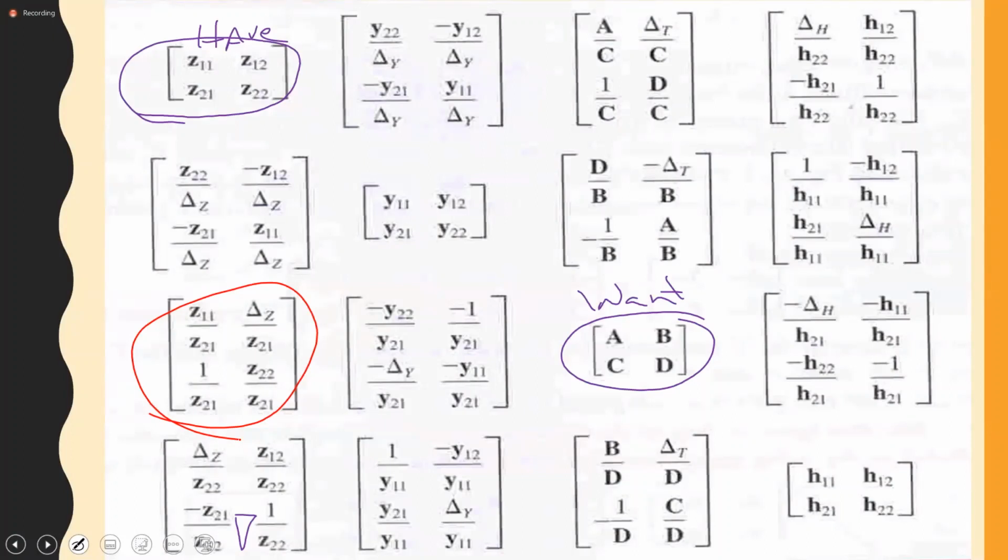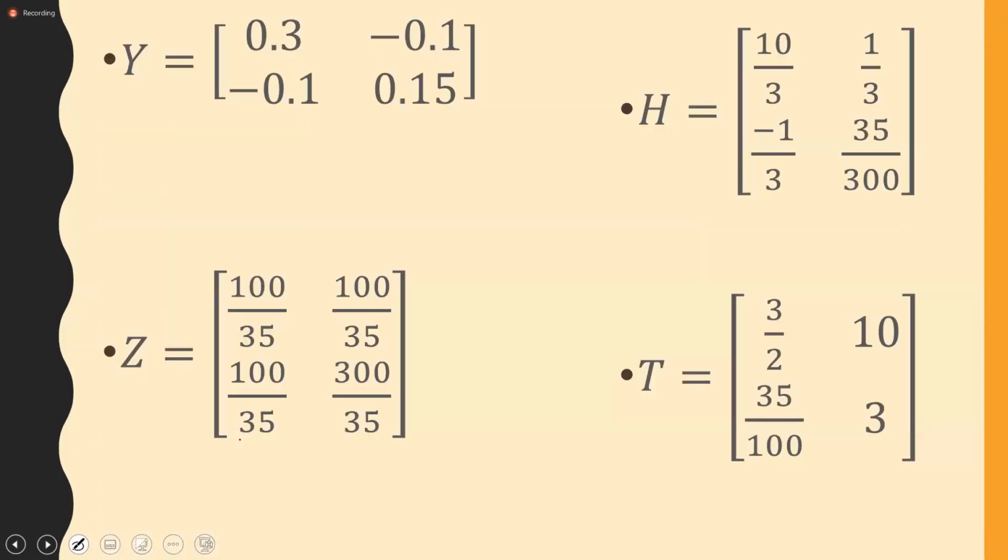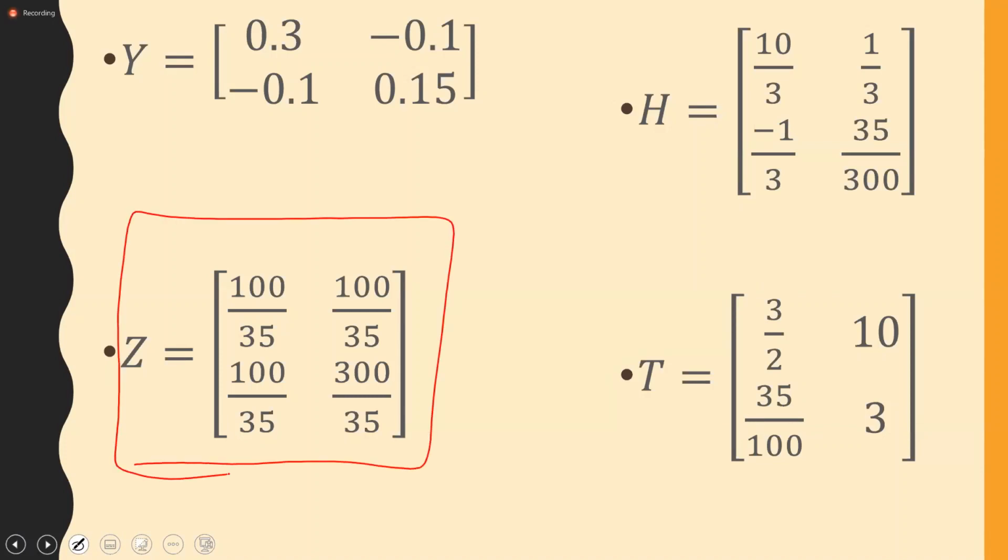Yes, sir. All right. So I'm just going to put back the four sets of parameters that we have already developed. These are our impedance parameters. So it says that the transmission parameter A would be Z11 over Z21. So Z11 would be 100 over 35.